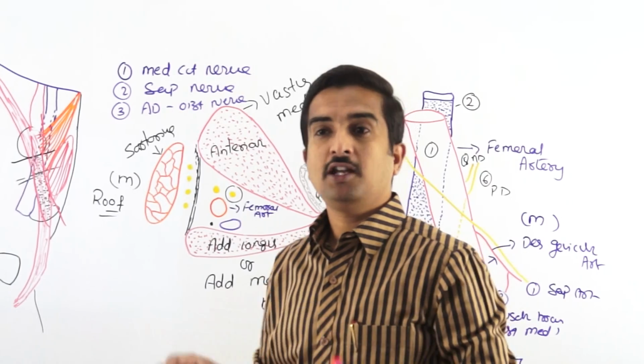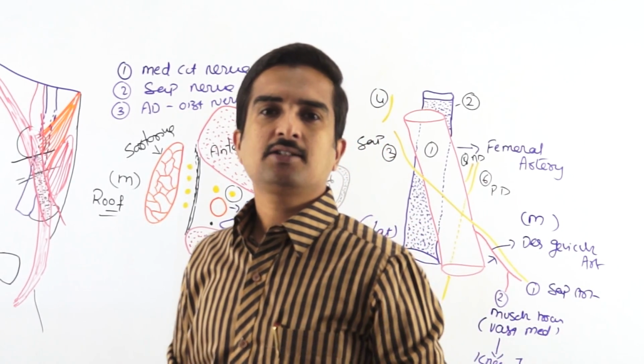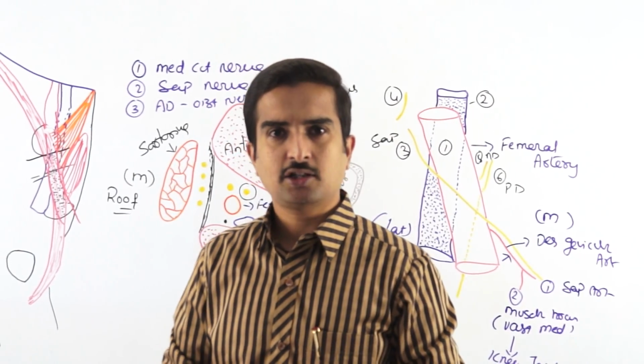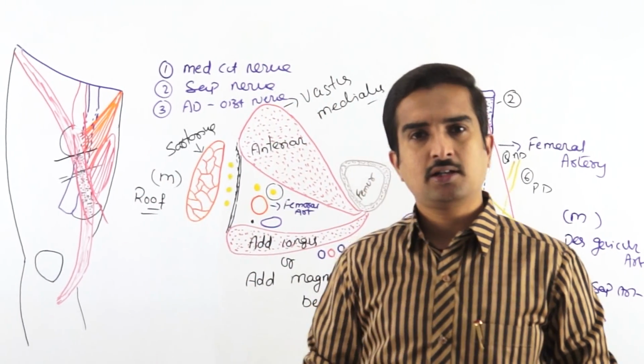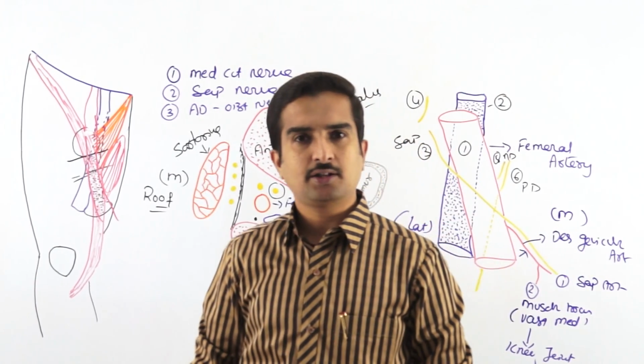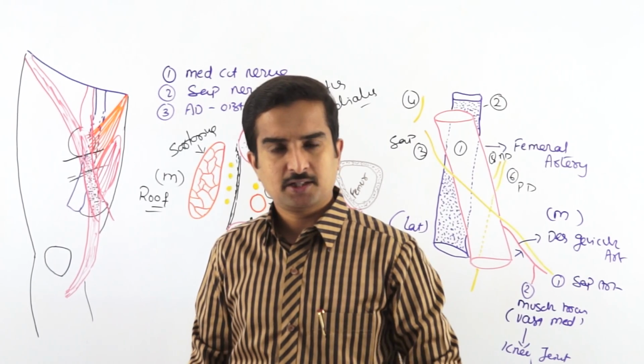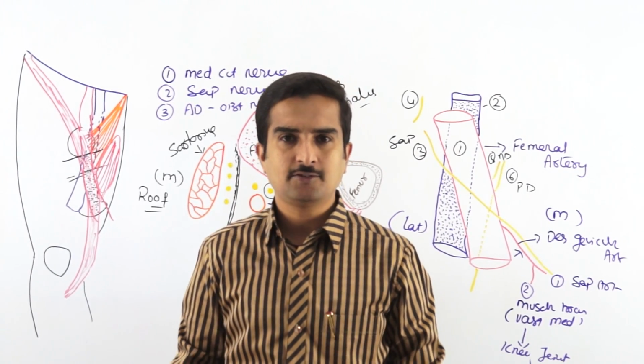So by this we finished all the contents of the adductor canal. Not only that, we studied the boundaries of the adductor canal, the extension of the adductor canal, and also the contents of the adductor canal. So by this we finished our first chapter of the lower limb, that is the front of the thigh.